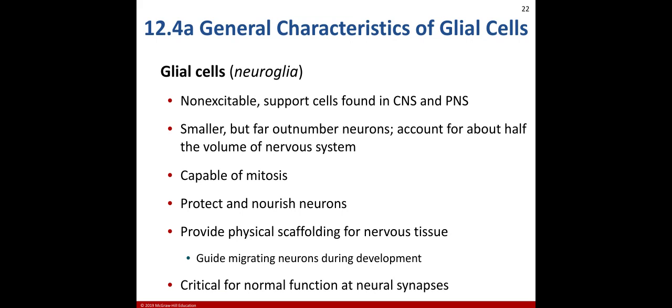So what are glial cells? We also call them neuroglia. These are not able to be excited. They're sort of the little support or helper cells that are in the central nervous system and the peripheral nervous system. They are small, and they do outnumber neurons, and they account for about half of the volume of the nervous system. They are able to do mitosis. They are there to protect and nourish neurons. And they act as a scaffolding on which nervous tissue develops. So they sort of guide neurons to where they need to go in development. And they're really important for the neural synapses. They're vital to that function.